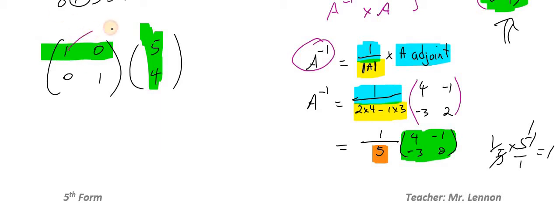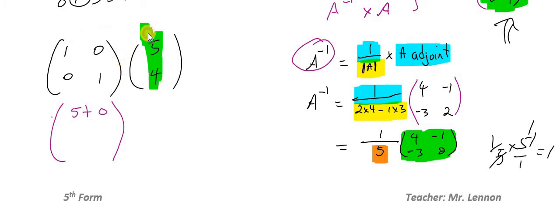It's going to be 1 times 5 plus 0 times 4. So 1 times 5 will give us 5, added to 0 times 4 is 0. So we finished multiplying the row by column. There's no more columns. We're going to go down to the next row now. Row by column, first by first, added to second by second. First by first, that's 0 times 5, which is 0.